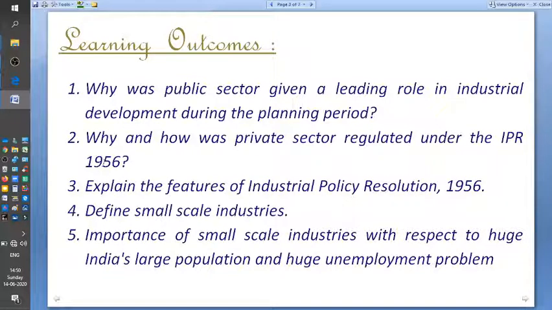What are the procedures, the steps taken by the government. We also need to list down and explain, if you can, the features of Industry Policy Resolution 1956, especially the classification of industries into three groups. That's the first and main feature. And we can now define small scale industries and also understand the importance of small scale industries with respect to employment potential. If you look at the situation in India where we have a population and unemployment problem, we need small scale. So that's what we learned today.